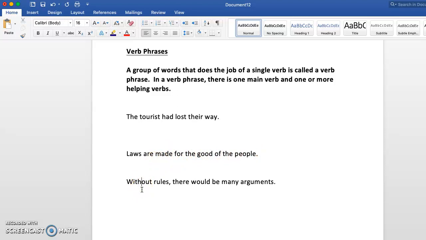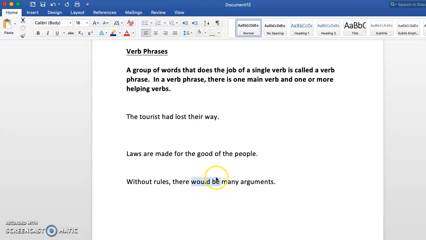Here's one with a phrase at the beginning. Without rules, there would be many arguments. So we don't need this. There's no verbs in there. There would be many arguments. "Would be" is our verb phrase. "Would" is our helping verb, and "be" would be our main verb. So "would be" is our total verb phrase. Even though "be" sometimes can be a helping verb, this is our whole verb phrase.